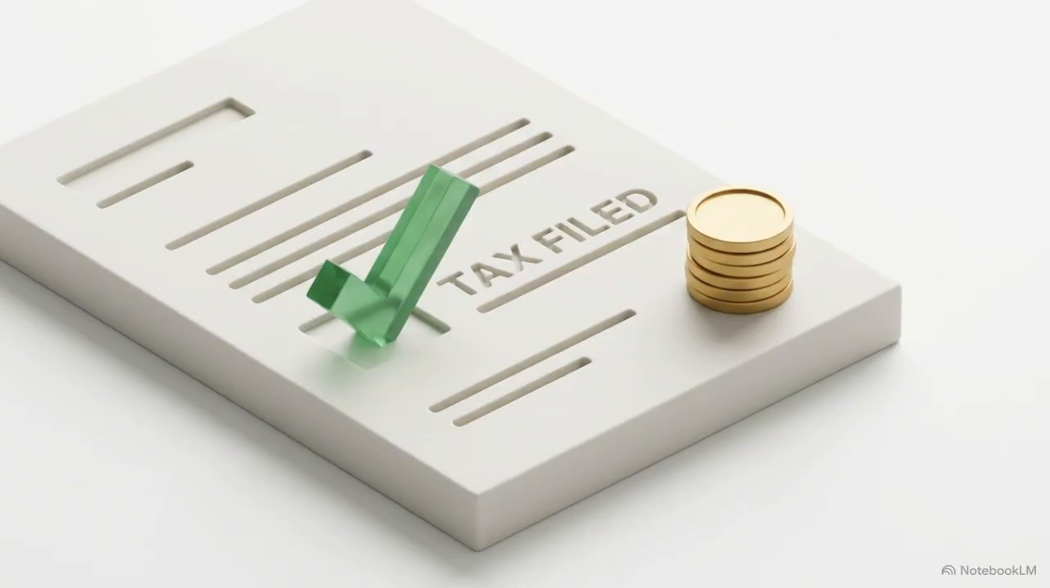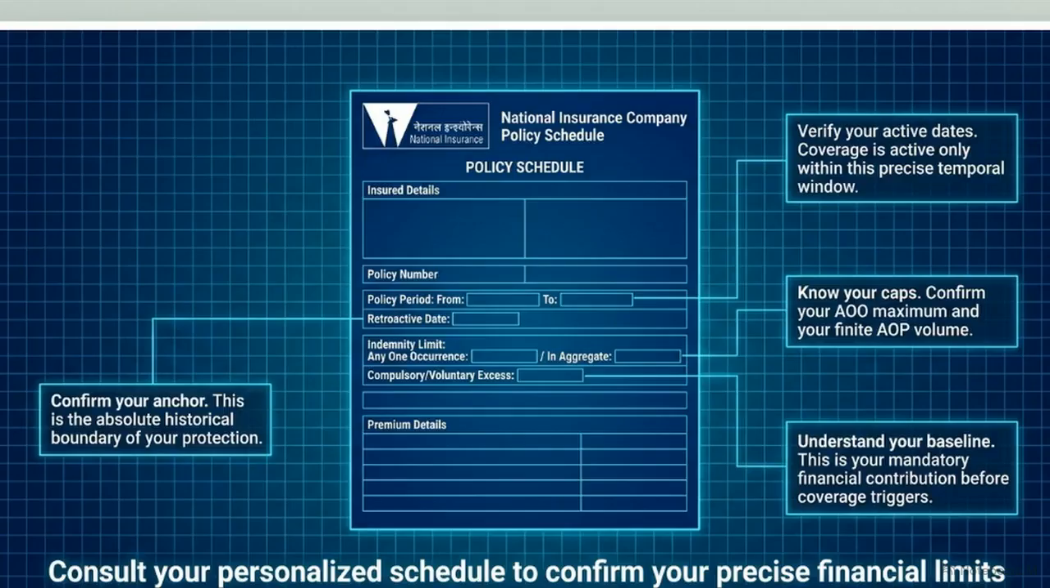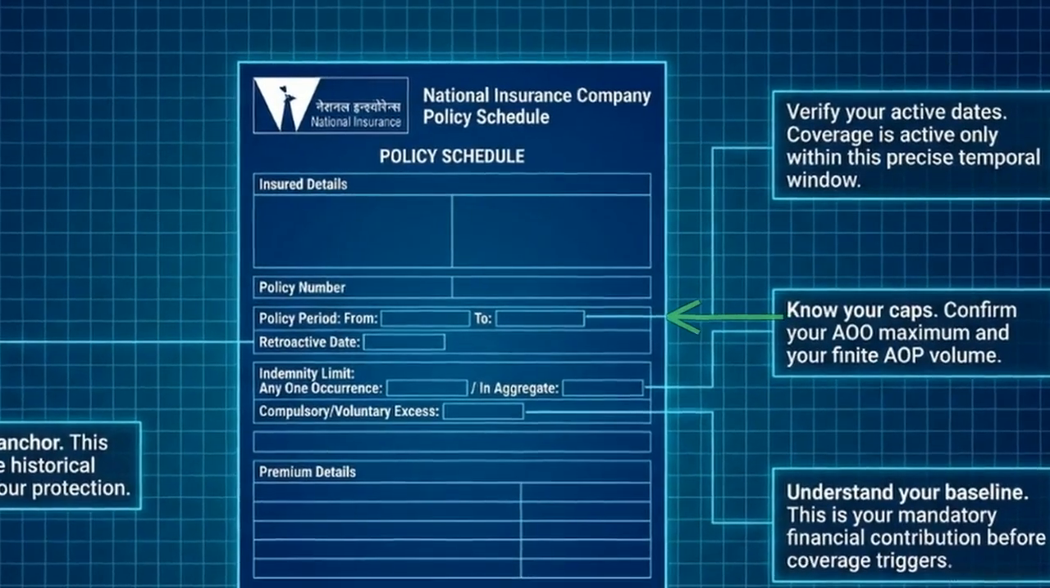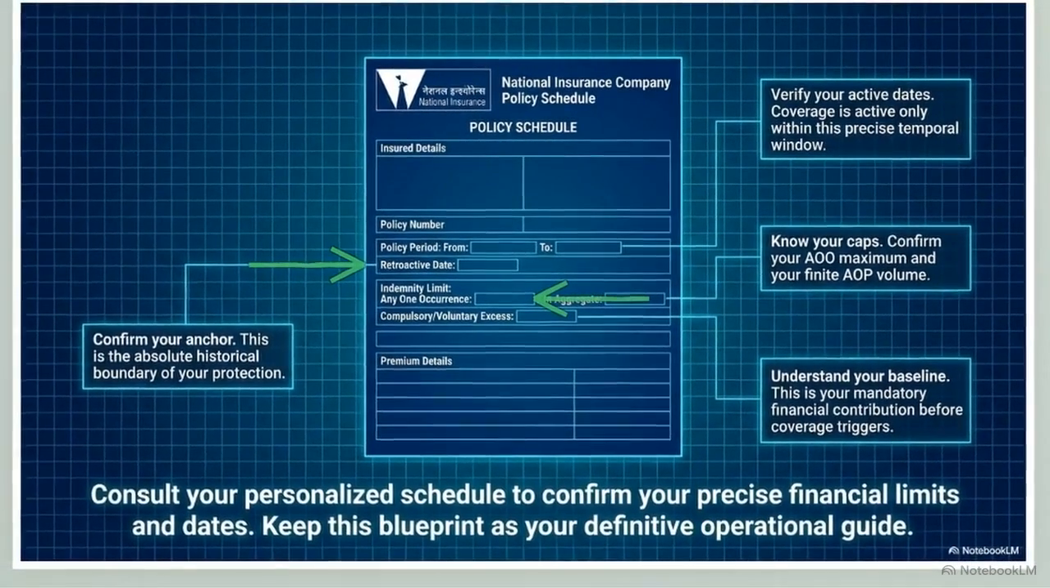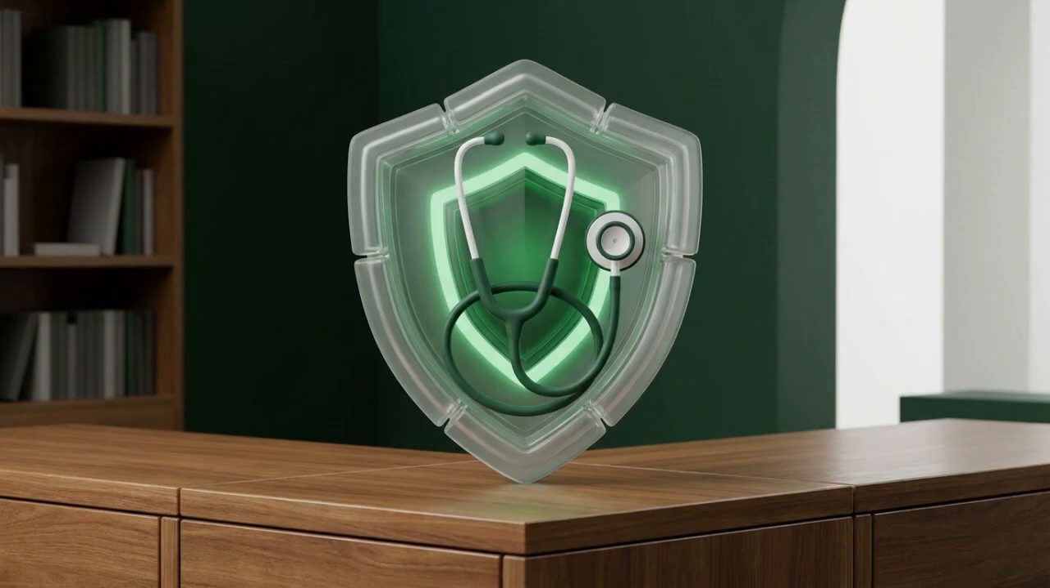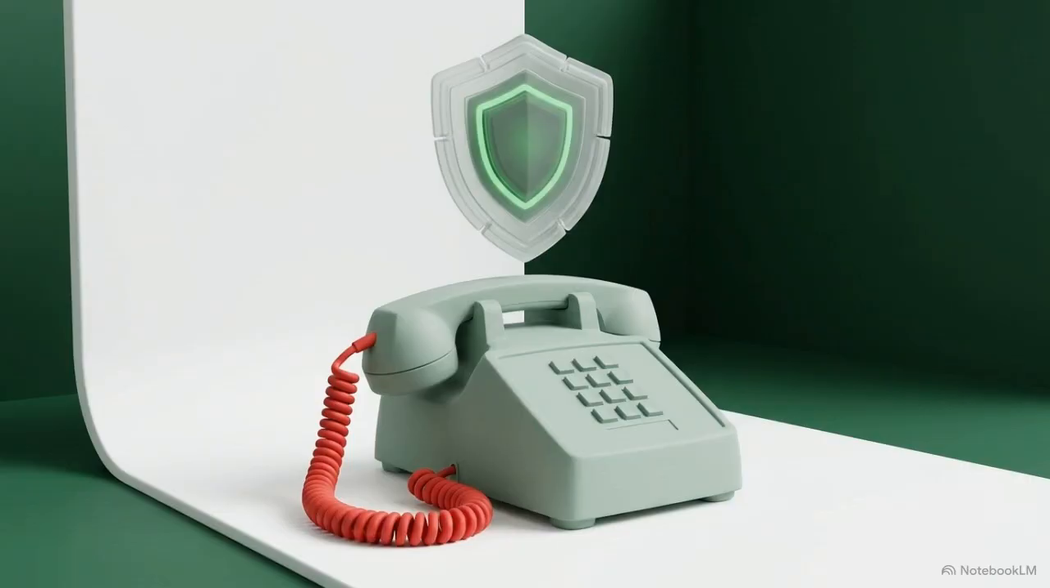This is a sample policy schedule document. Don't blindly trust any agent. You must know exactly what is written on your own schedule. Verify your active policy dates, check your retroactive historical anchor, and confirm the exact figures for your financial caps. If you ever face a dispute with an insurer, you have an ethical safety net. The IRDAI Ombudsman and toll-free grievance systems exist specifically to protect your rights as a policyholder.